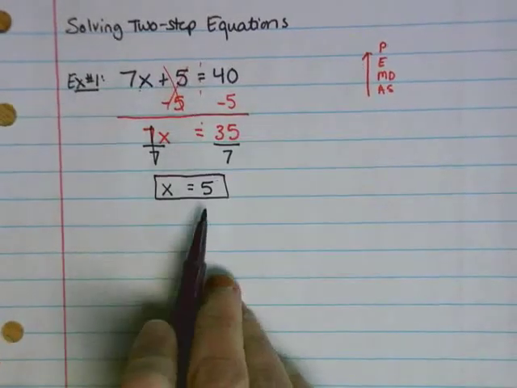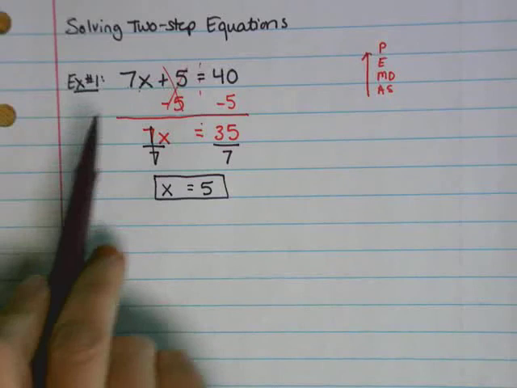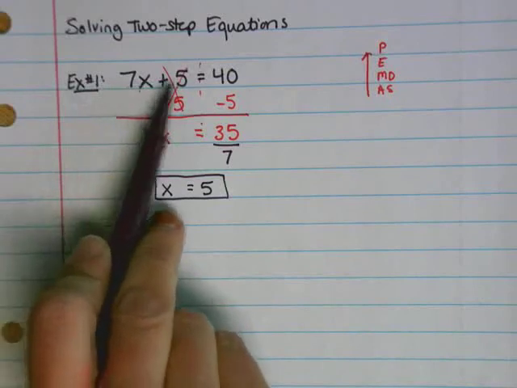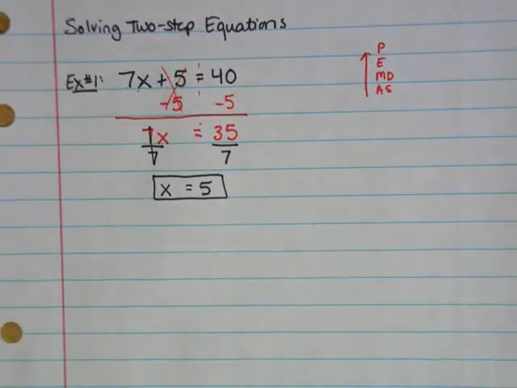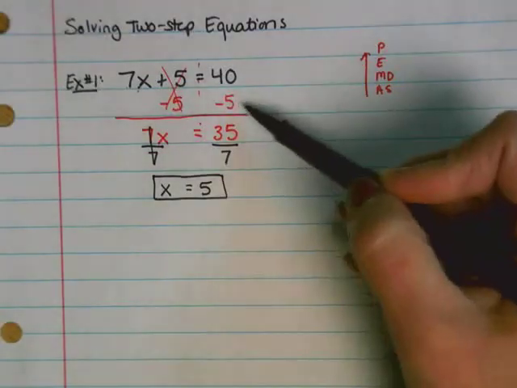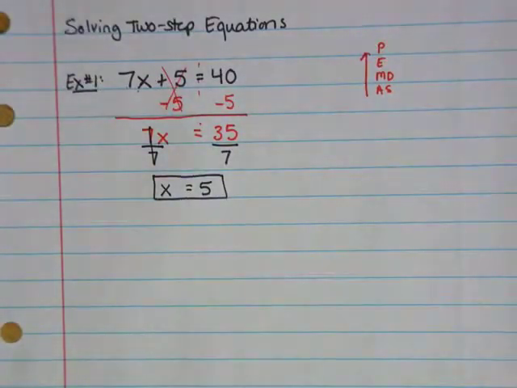Looking at that, we should still be able to plug it back in and make sure it works. Is 7 times 5 plus 5 equal to 40? 7 times 5 is 35, plus 5 gives us 40. There's our mathematical way to show what we're doing on both sides of the equation and to get the solution. Let's do another one.